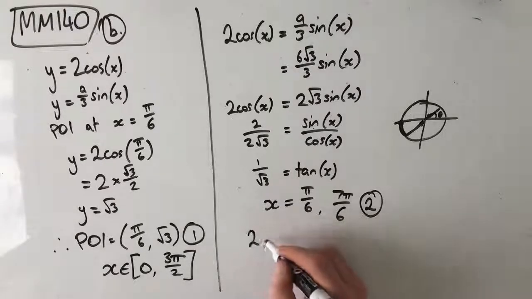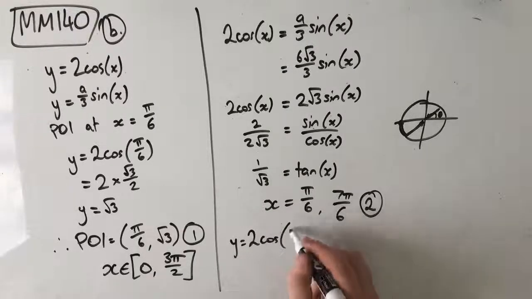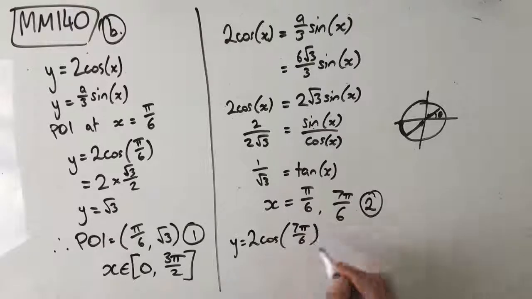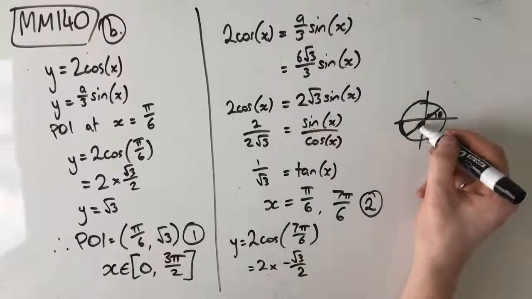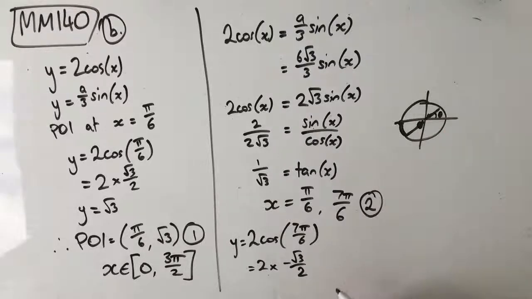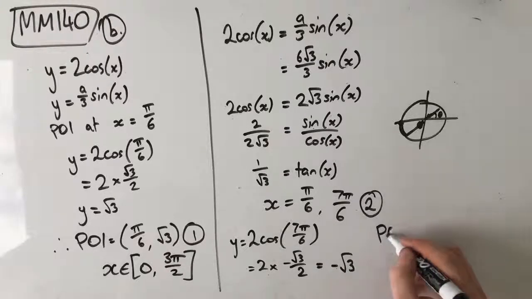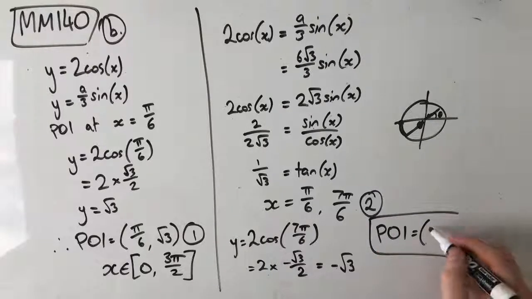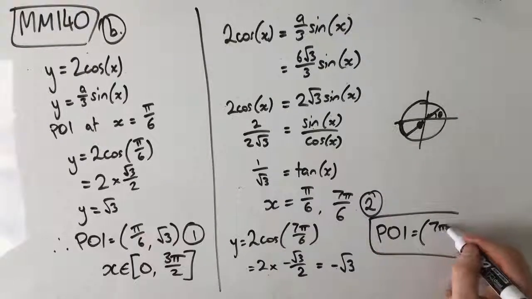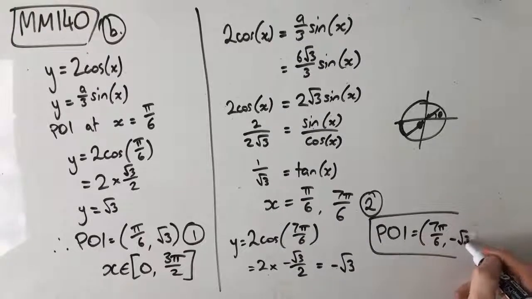So from here, we know that y is equal to 2 cos x, where x is now 7 pi on 6, which is equal to 2 times negative root 3 on 2, right? Because cos is negative in quadrant 3, which means that y is equal to negative root 3. So our second point of intersection is equal to 7 pi on 6, negative root 3. And that's our third mark, guys.